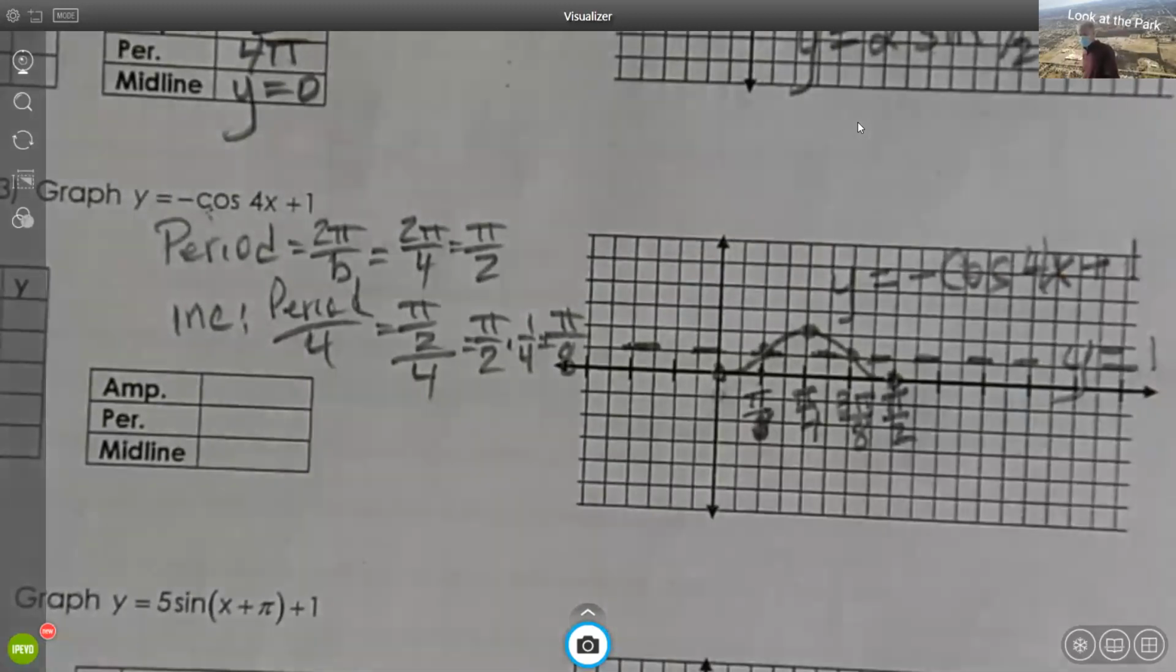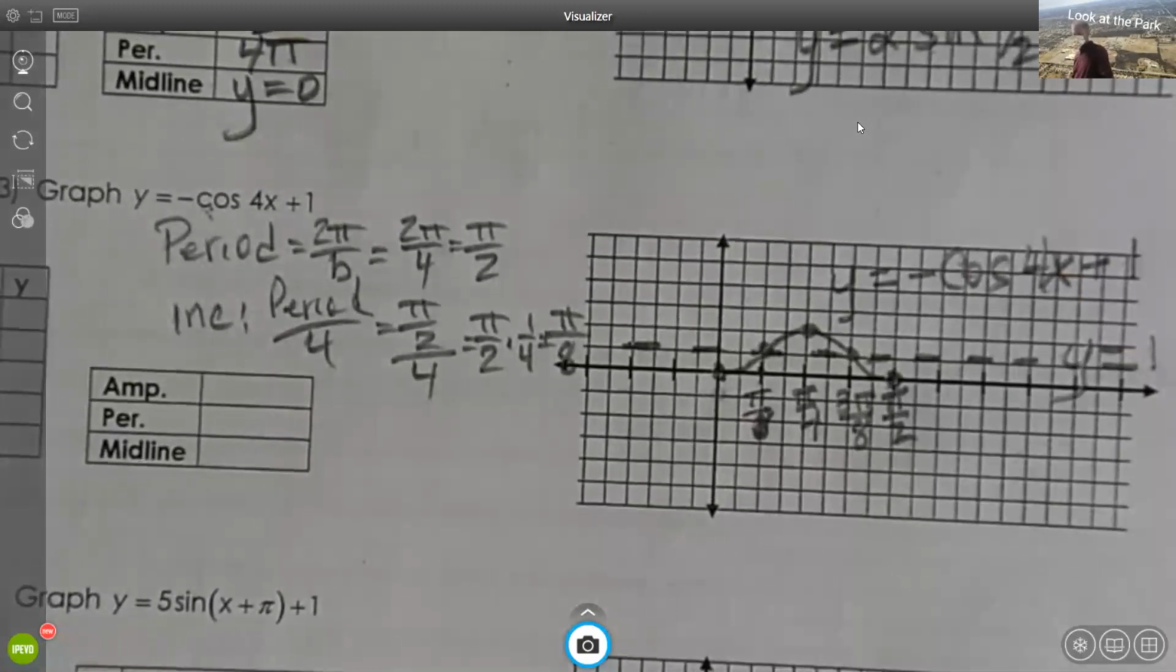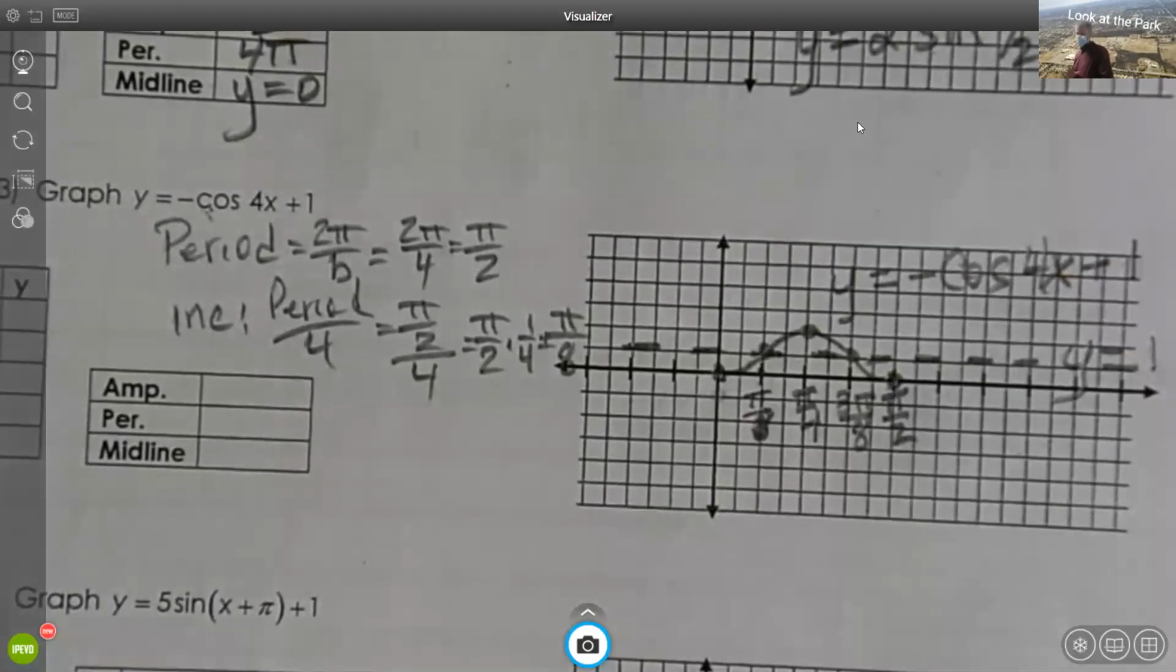So again, I did that graph without starting with the parent function. We graphed right into it. Can be a little challenging. If you prefer to show the parent function and then reflect it and then translate it, that would be just fine.